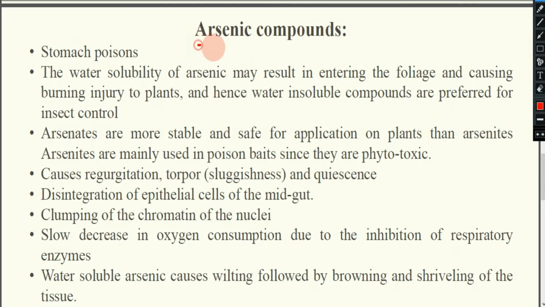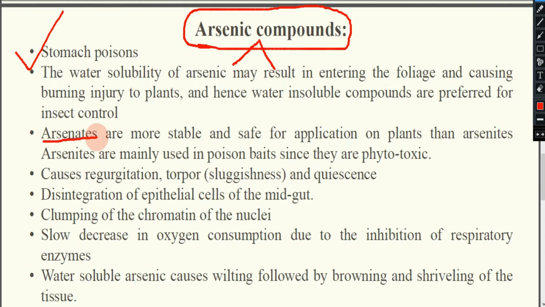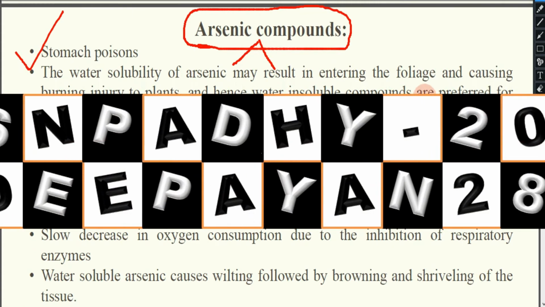Now, coming to this arsenical compound. The first one is your arsenical compound. These are generally stomach poison. Stomach poison in the sense they must be ingested and they will attack the stomach of the target pest. This arsenic compounds, what happens? They are again divided into two types of compound. One is your arsenate, another one is your arsenite. Arsenate and arsenite, what is the difference?